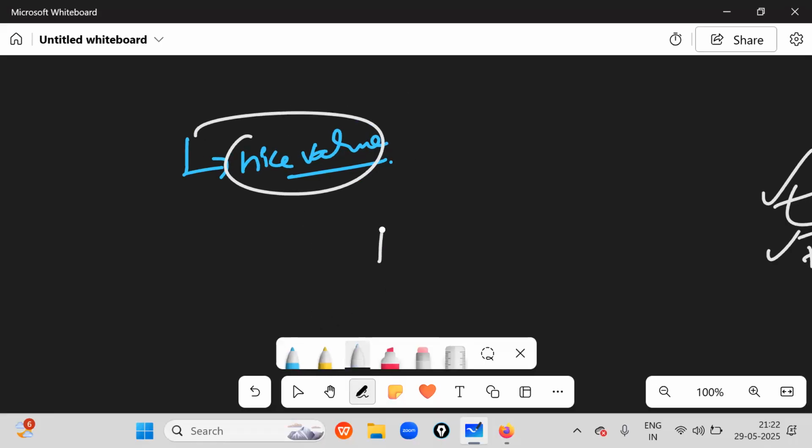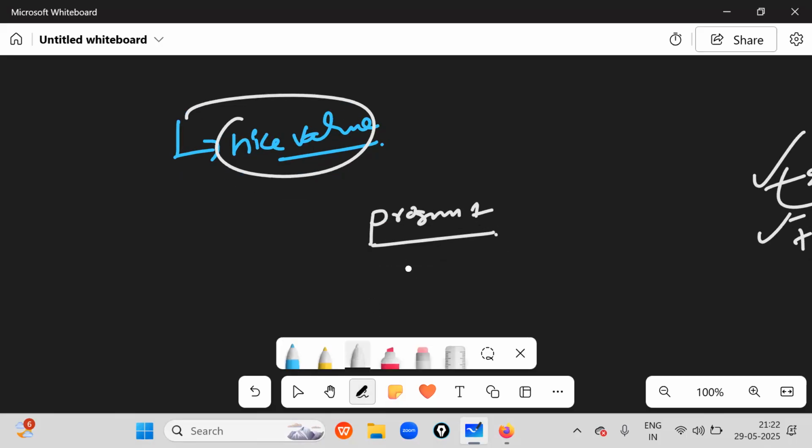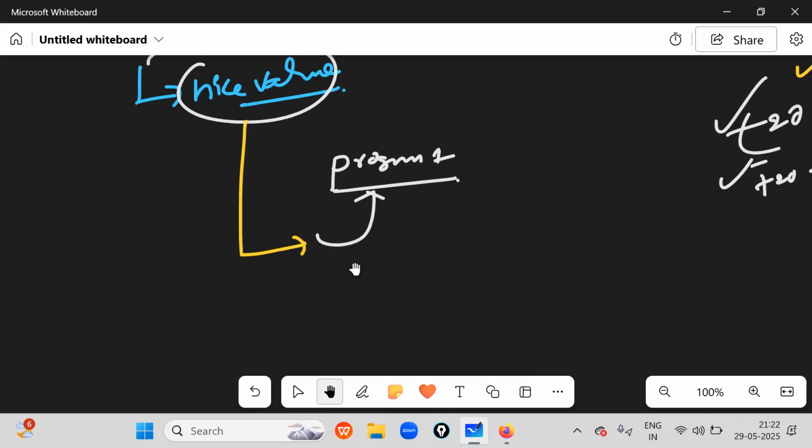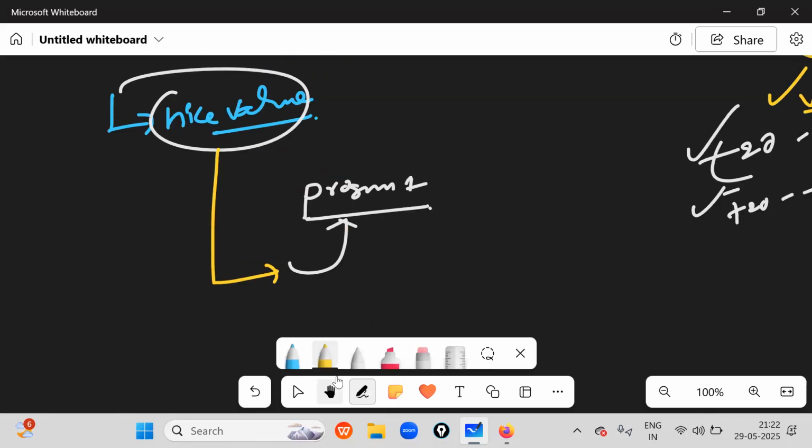Suppose this is program number one. I need to set the priority for program number one. For that I use a nice value or the nice command. How to do that? Simple, I'll explain it to you.